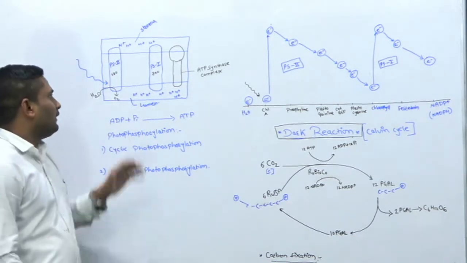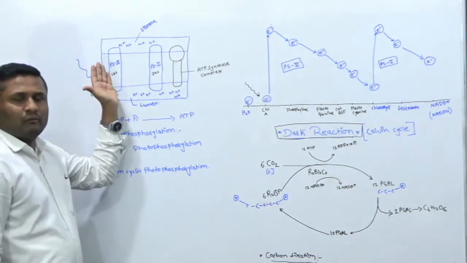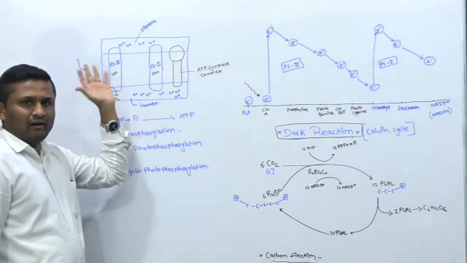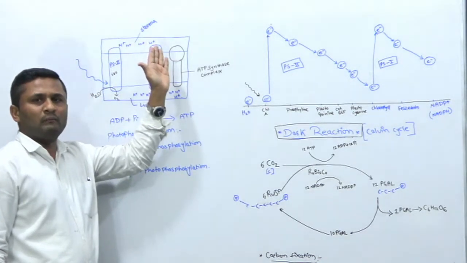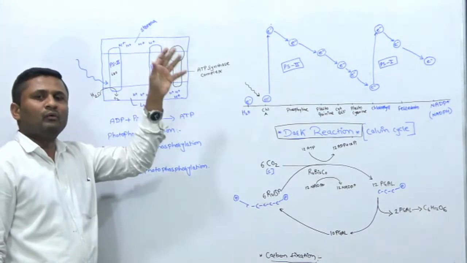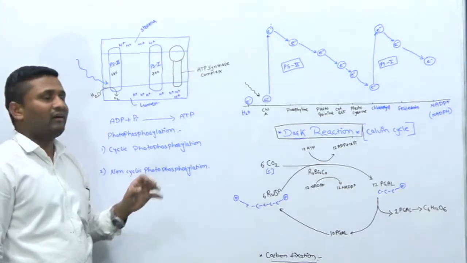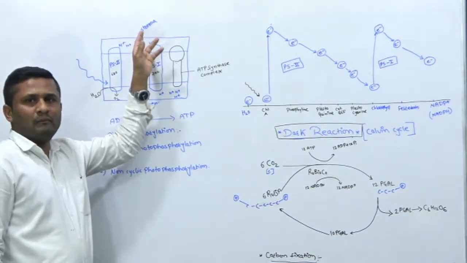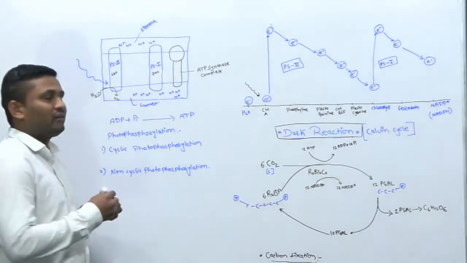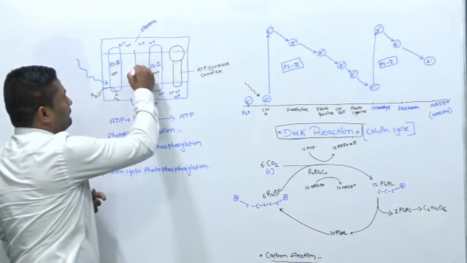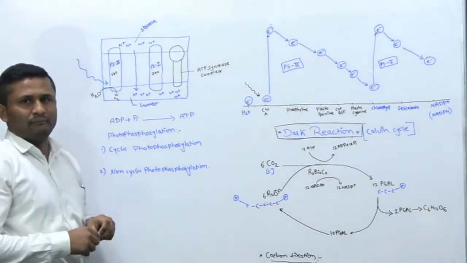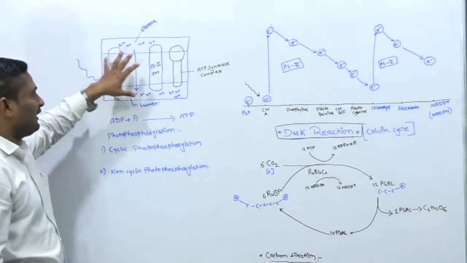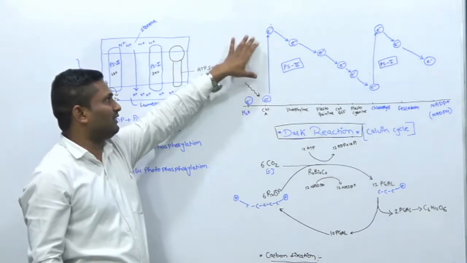Now in the last video I told you that these electrons will travel from one component to another component, and while doing so they will lose their energy. This energy will cause protons to be pumped into the lumen from the stroma. So these protons will enter from the stroma to the lumen. Now how exactly this happens, that this diagram describes.